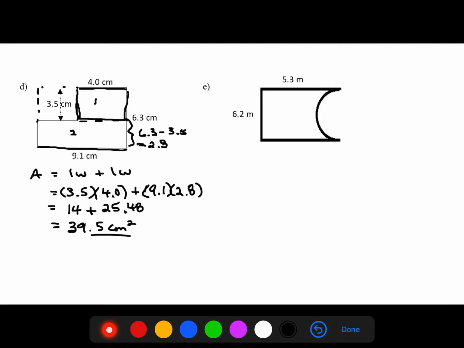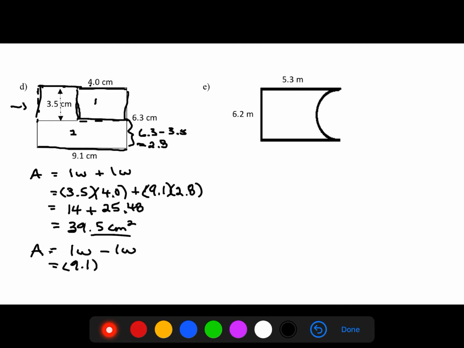And notice that this is in centimeters, so metric is in decimals. We can leave it that way. Now, if we were to do it the other way, we would take this whole rectangle and subtract the little piece that's missing.